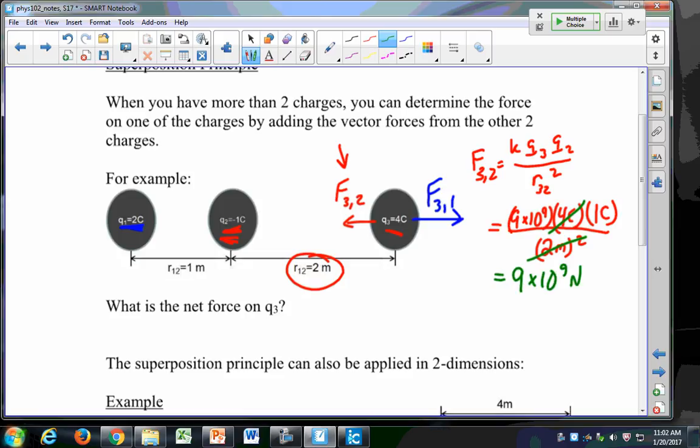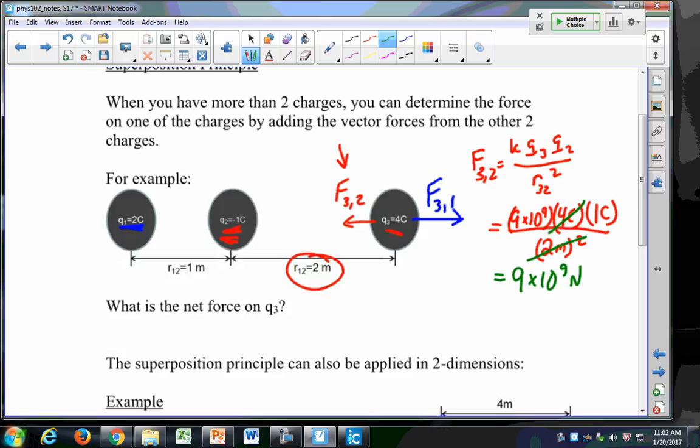Listen, a coulomb of charge, that's a big charge. Usually when you have charges, you're talking about micro or nano coulombs. So you'll get used to this. We'll work through some other problems where you have to use micro or nano coulombs. Just make sure that you're up on those metric prefixes, especially the micro and the nano for this upcoming test. Micro is 10 to the what? Negative 6. And nano sort of looks like what? 9, but negative 9, like nanotech is really small.